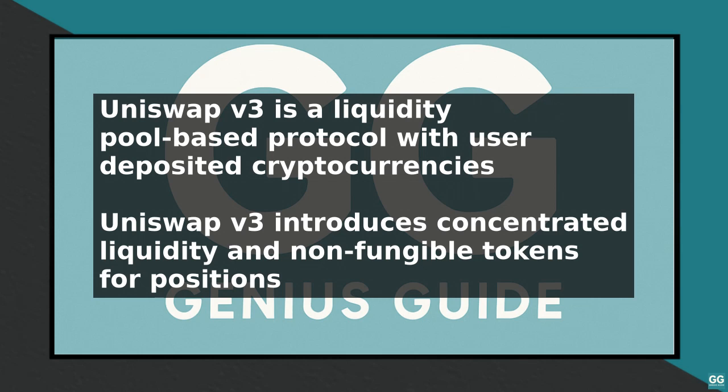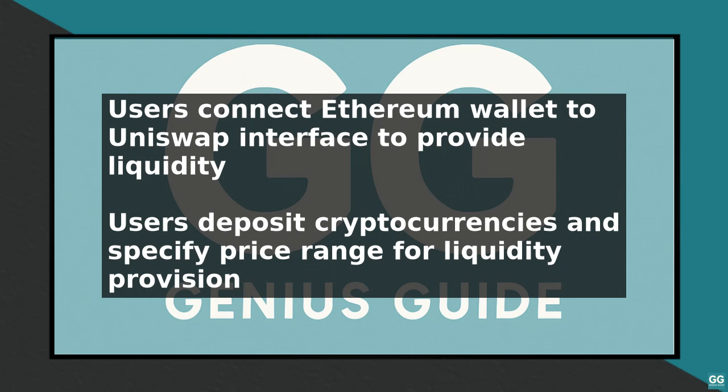Another key feature of Uniswap V3 is its use of non-fungible tokens, or NFTs, to represent liquidity positions. This allows liquidity providers to easily manage and transfer their positions.